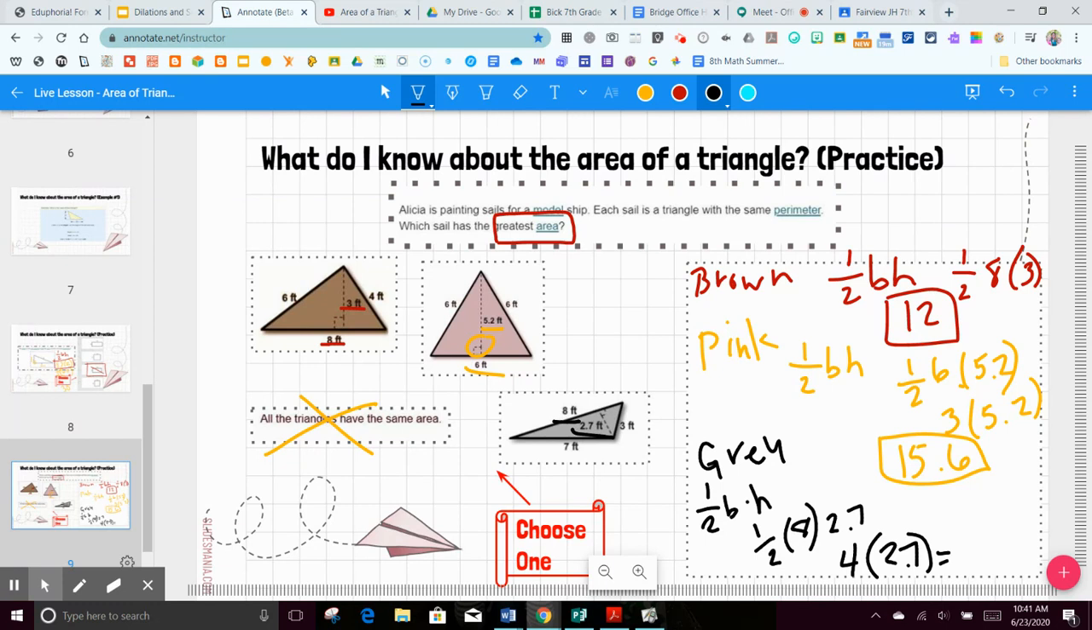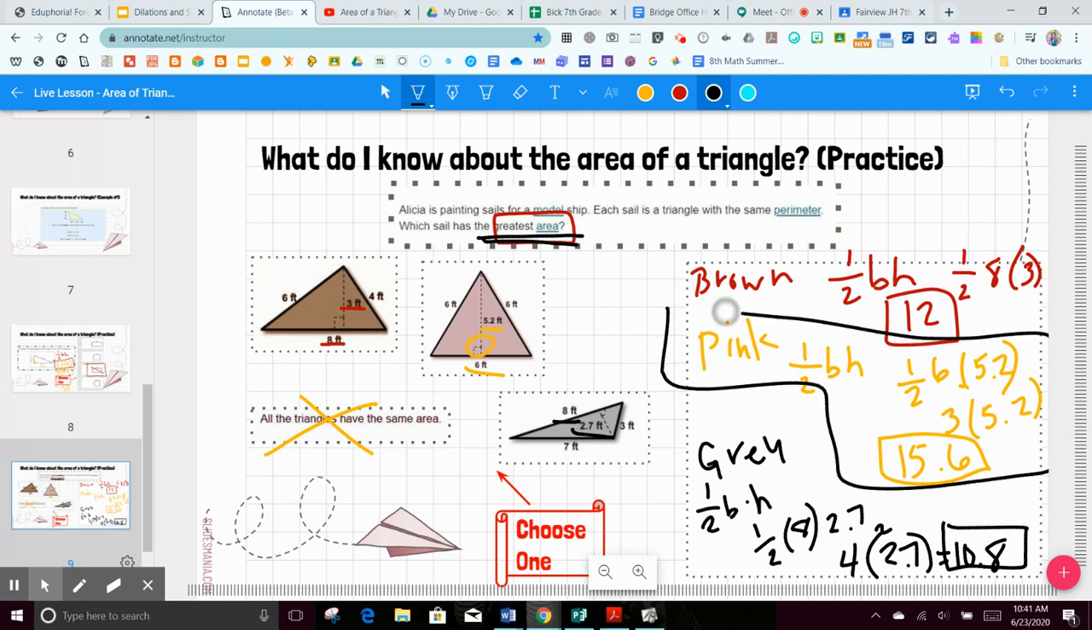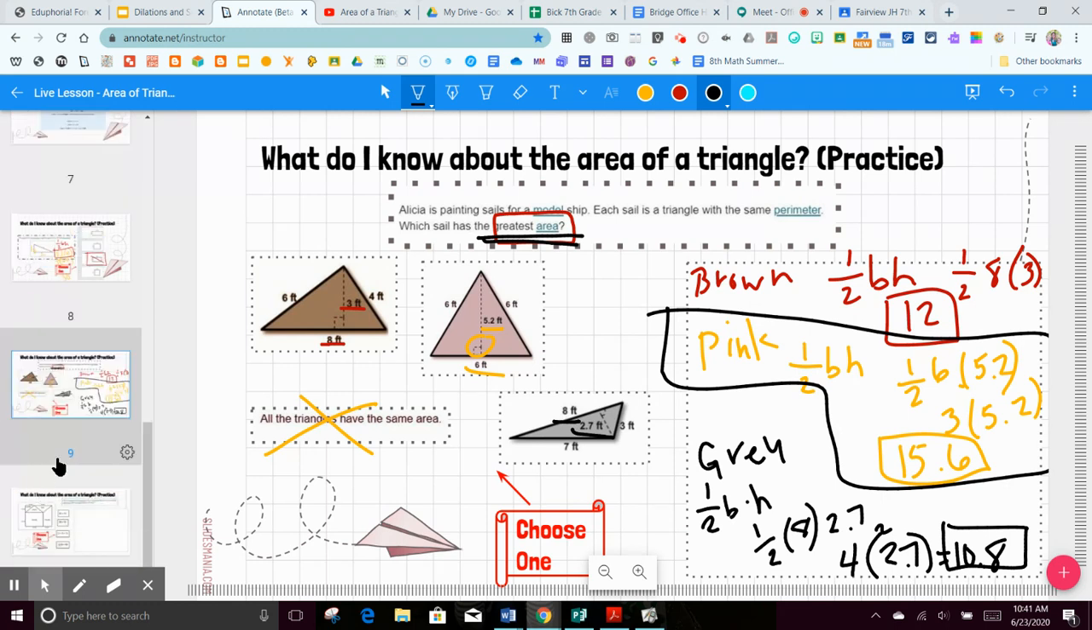And 4 times 7 is 28. Carry your 2. 4 times 2 is 8, 9, 10. We had 1 decimal place, and that is going to be the area of that triangle. So now I'm going to go back. Oops, I covered my decimal point. I'm going to go back and reread the question. They want to know which one has the greatest area. That's the largest area. And in this example, the pink triangle has the largest area at 15.6 feet squared.